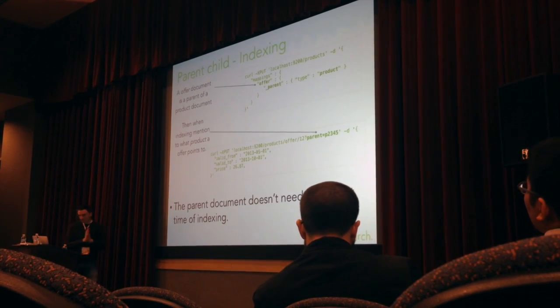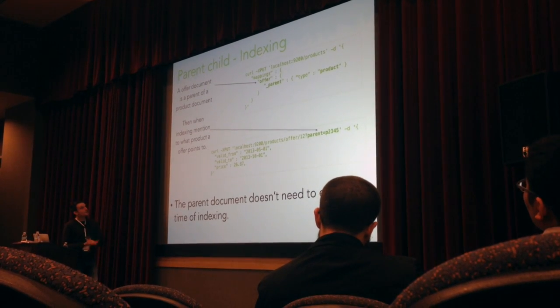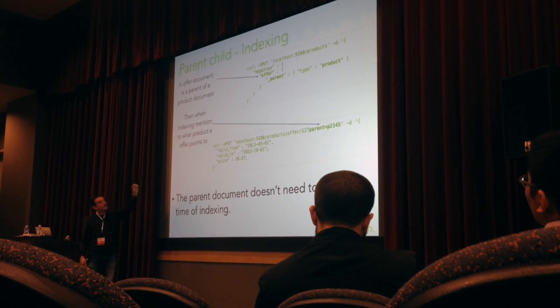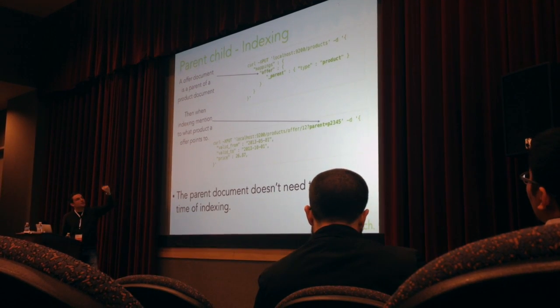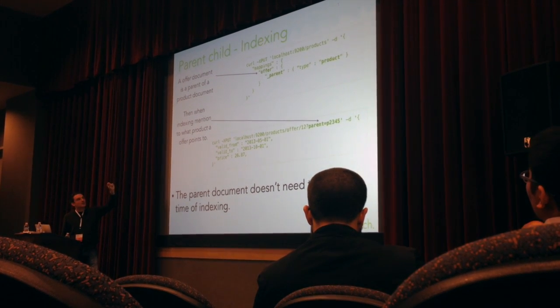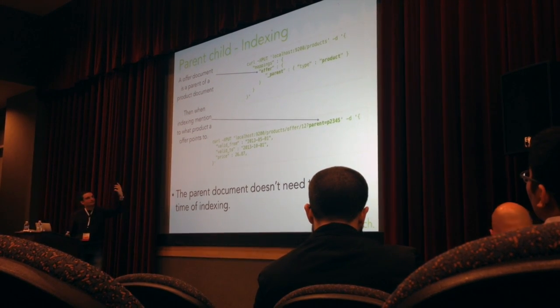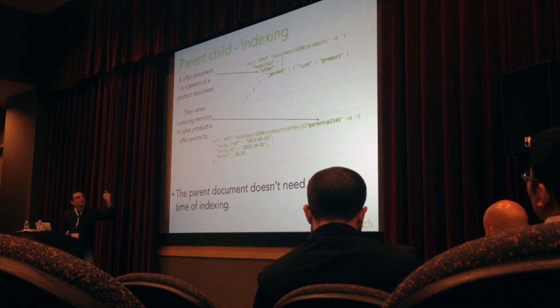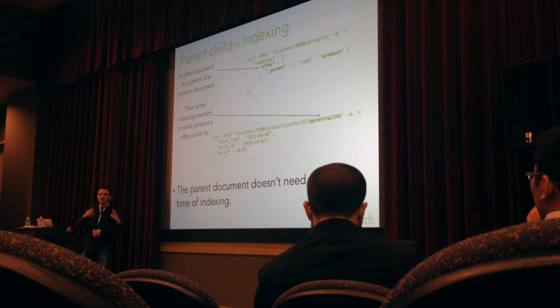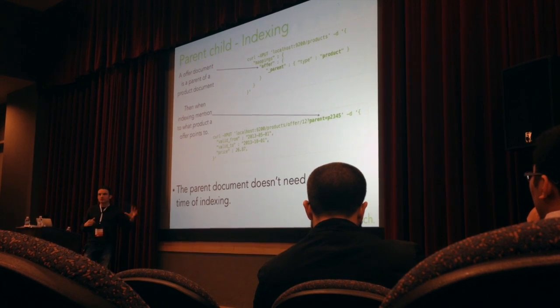So how does it work? We index, and in the first case, we define a mapping. In this case, the first API call is to create an index. We create a products index and we define a mapping, and we say we have an offer mapping, and this offer mapping points to type products. So in this case we're indexing price data and query data, which is usually where you want to use parent-child.